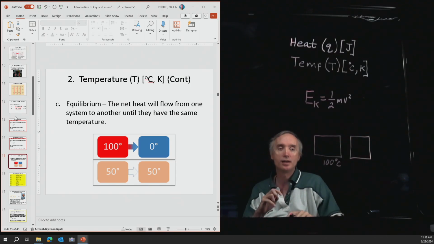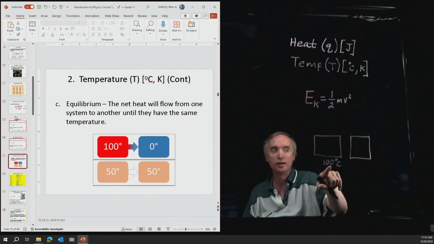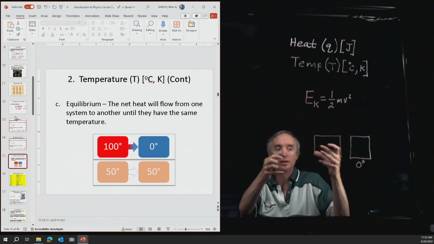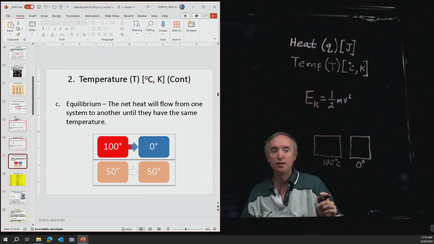Now, it doesn't make any difference which unit that we use. So this could be 100 degrees Fahrenheit or it could be 100 Kelvin. But I'm just using degrees Celsius. So this one's at 0 degrees Celsius, and then we're going to put them in contact with each other. So when they come in contact with each other, heat is going to start to flow from one of the substances into the other substance.